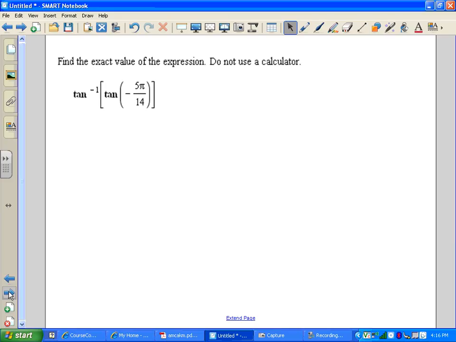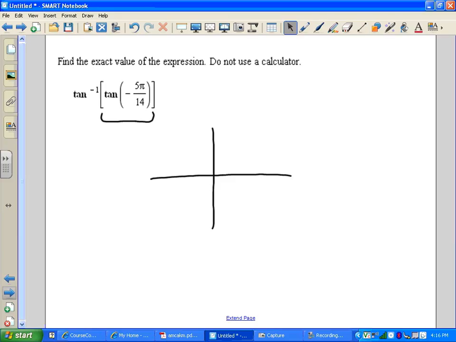Okay, so we've got another one. Maybe we can cancel this out. There again, it's going to be about whether or not this lies in a nice quadrant for me. So I need to figure out, is the tangent of negative 5 pi over 14 going to be in the fourth or first quadrant? Now certainly it wouldn't be in the first quadrant because it's negative. Okay, so you guys are going to have to really think with me here.